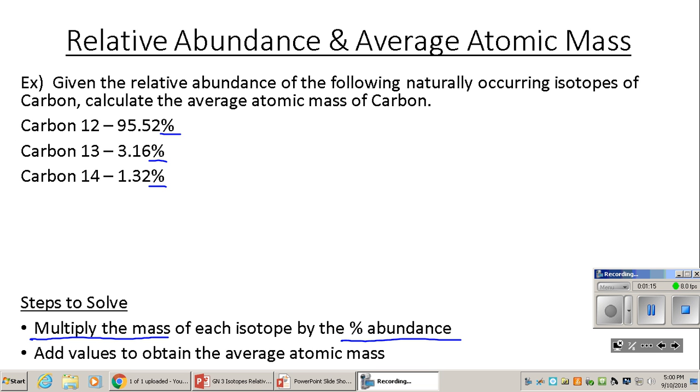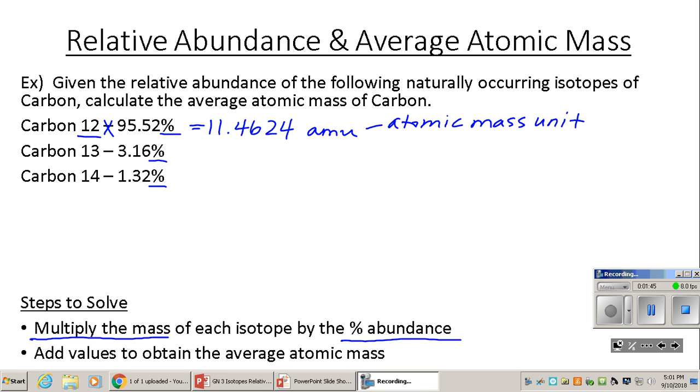So 95.52% times 12 is going to give you 11.4624, and our unit here is going to be called an atomic mass unit. So an AMU, atomic mass unit. So again, what I did was take that mass of 12, multiply it by my percentage, and that gives me a value there. Once I've done that for each step, I'm going to then add those values together.